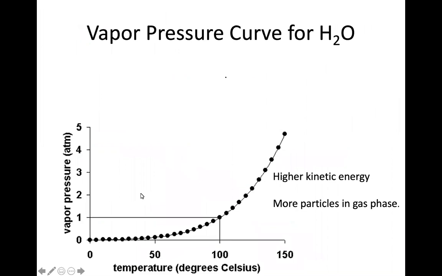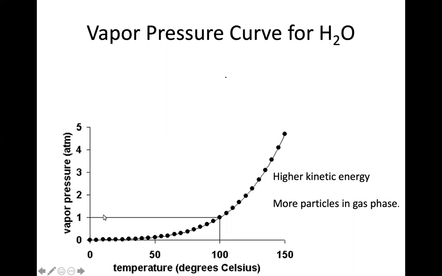In fact, this is the vapor pressure curve for H2O as a function of temperature. Higher temperature, higher kinetic energy, that's putting more particles in the gas space. So as you see, it has a slope going up. Temperature goes up, vapor pressure is going up.